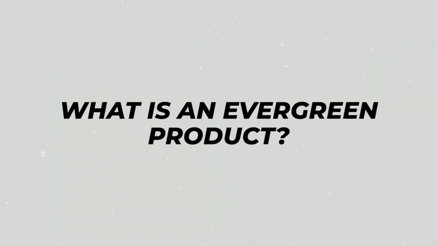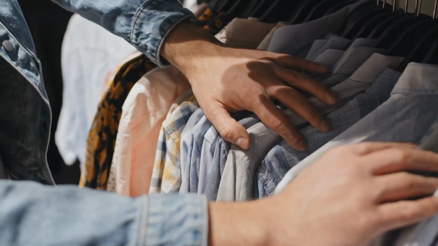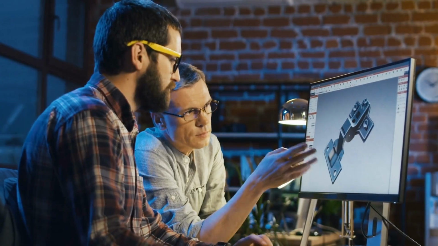What is an evergreen product? Evergreen products are those that have consistent demand over time and are not affected by trends or fads. They are considered timeless and long-lasting, and examples include basic clothing items, household essentials, and certain types of technology.